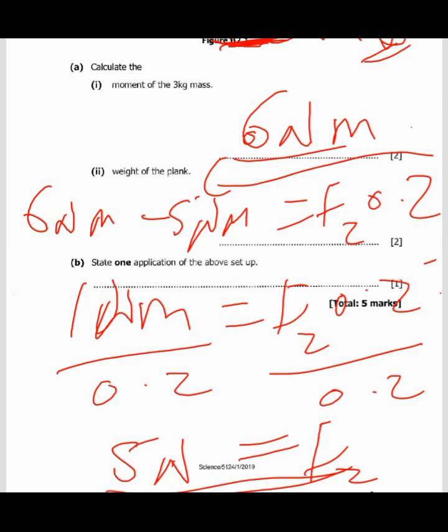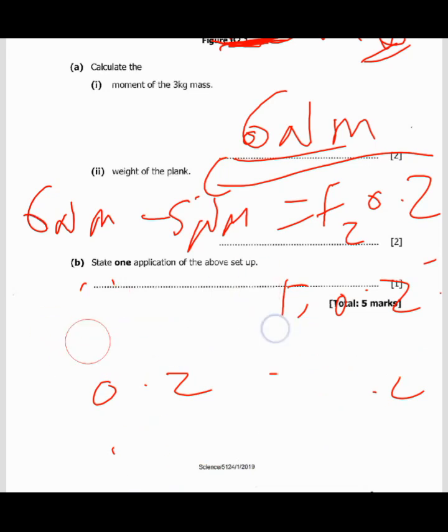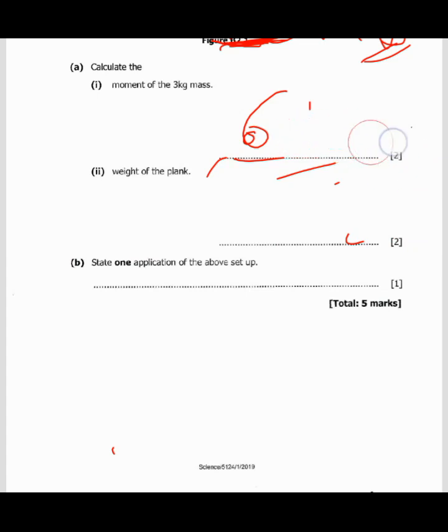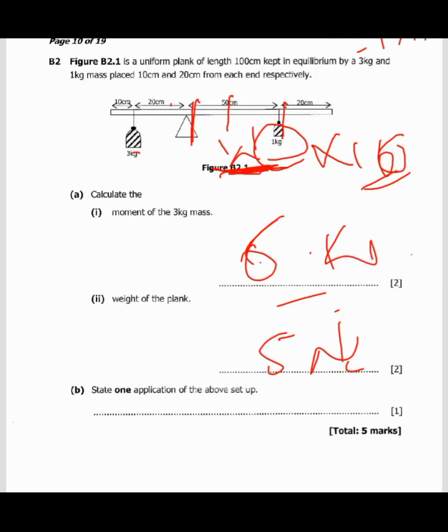All right, so let's come to the next question. The next question says: state one application of the above setup. So the above setup that we are seeing, where we have just applied the principles of moment. I believe we know what a seesaw is, where a child sits on one side and another sits on the other side, so that they are able to move up and down. So we have a lot of applications of this setup.